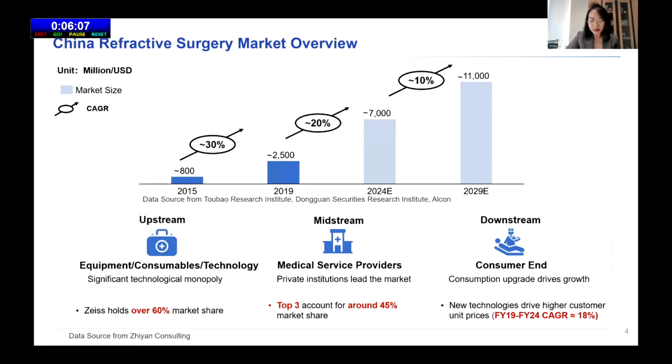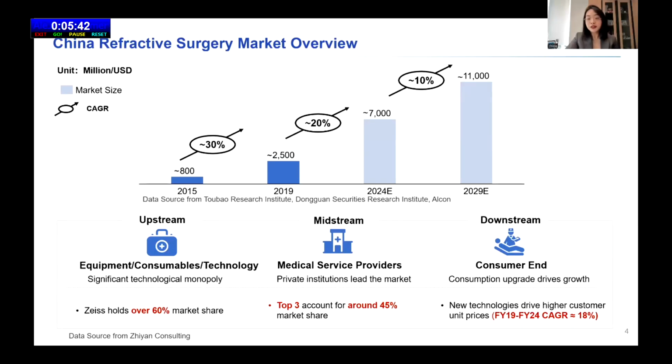China represents not only the largest, but also the fastest growing refractive surgery market globally. Several key factors contribute to this unparalleled growth: high myopia prevalence, with over 600 million people in China affected by myopia and increasing cases of high myopia among the younger generation; the growing middle class and disposable incomes, which give more patients the choice of affording elective procedures; and also technology advancement and growing patient awareness.